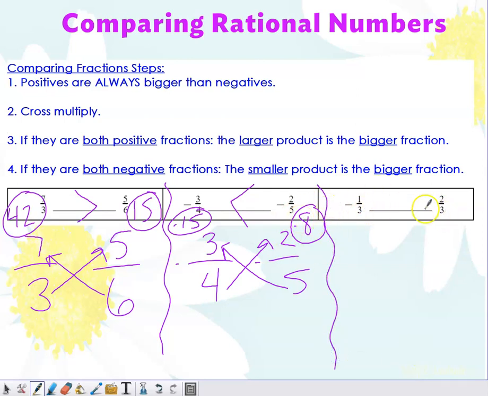The last one here. Again, remember this number 1. You don't want to do a lot more work than you have to. Positives are always bigger than negatives. So we have -1/3 and 2/3. Positives are always bigger. I don't have to do any work for that one. 2/3 is the greater fraction. Remember, it opens up to the larger number.